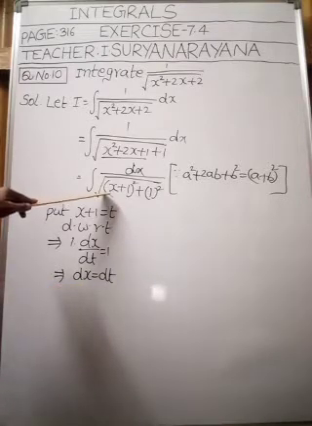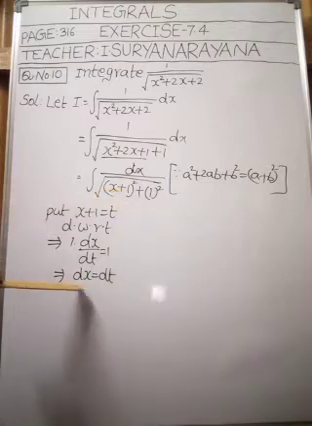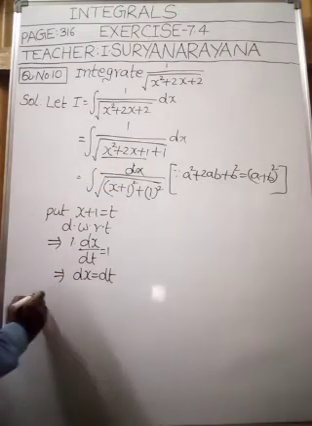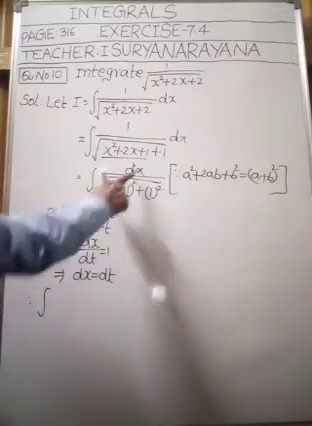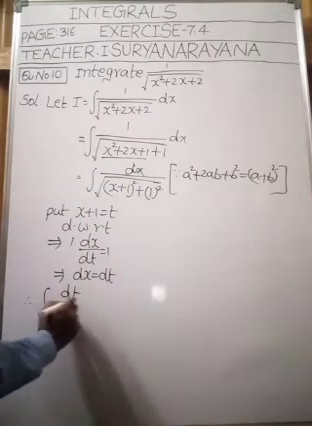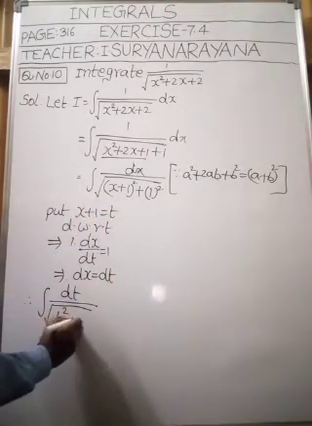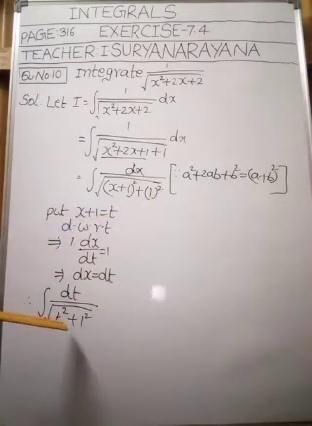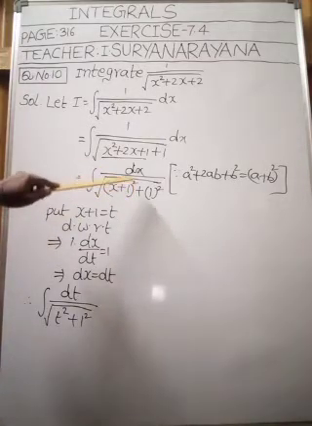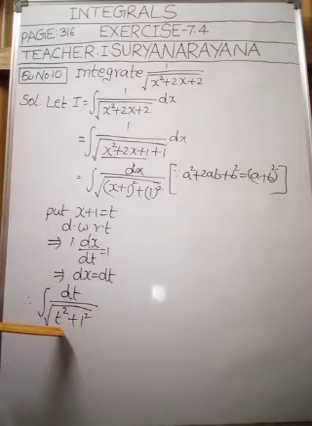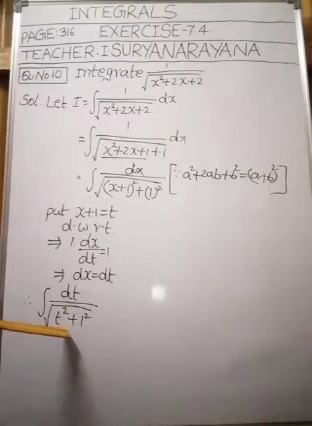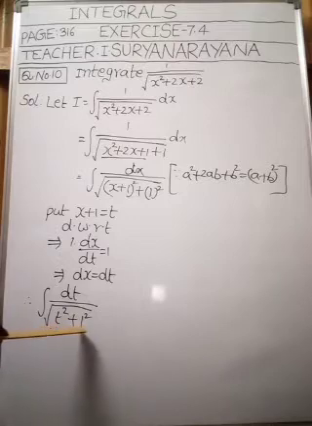Now we substitute x plus 1 is equal to t and dx is equal to dt in this integral. Therefore, integral dx means dt, by square root of x plus 1 means t square, plus we write 1 square as it is. Understood this step, my children? We converted this integral into a standard integral formula. It looks like the standard integral formula, integral 1 by root of x square plus a square dx.